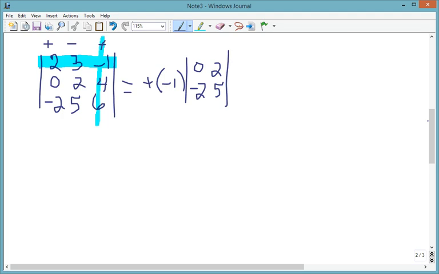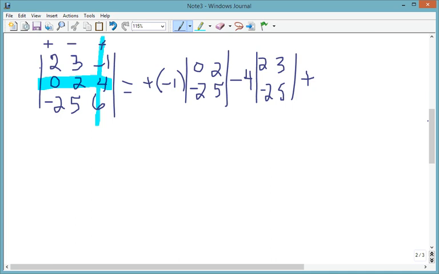So the next one, if that was plus, the next one is minus, and it's going to be a 4. Okay, so now I'm going to cross off the row and the column that have a 4 in it, and write the numbers that are left as a matrix, right? So I did plus and then minus, and now I'm doing plus again. And it's cross off the row and the column with that 6. So I have the 6, and what's left is 2, 3, 0, 2.